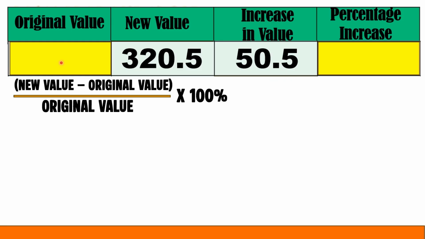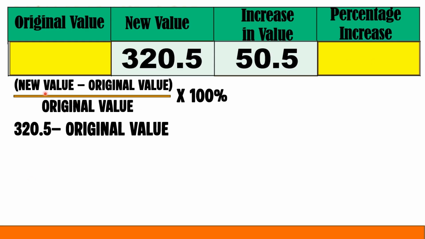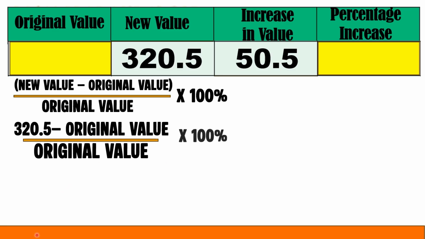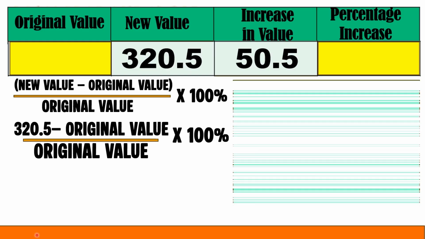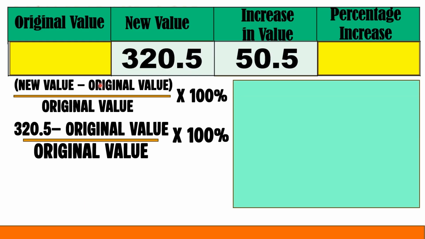In this table, our new value is 320.5, and increase in value is 50.5. The missing values are the original value and the percentage increase. Okay, to find the original value and percentage increase, let's substitute the following. Let's substitute 320, which is the new value, minus the original value over original value times 100. Again, we cannot solve this problem using the formula. Again, we use the alternative solution.